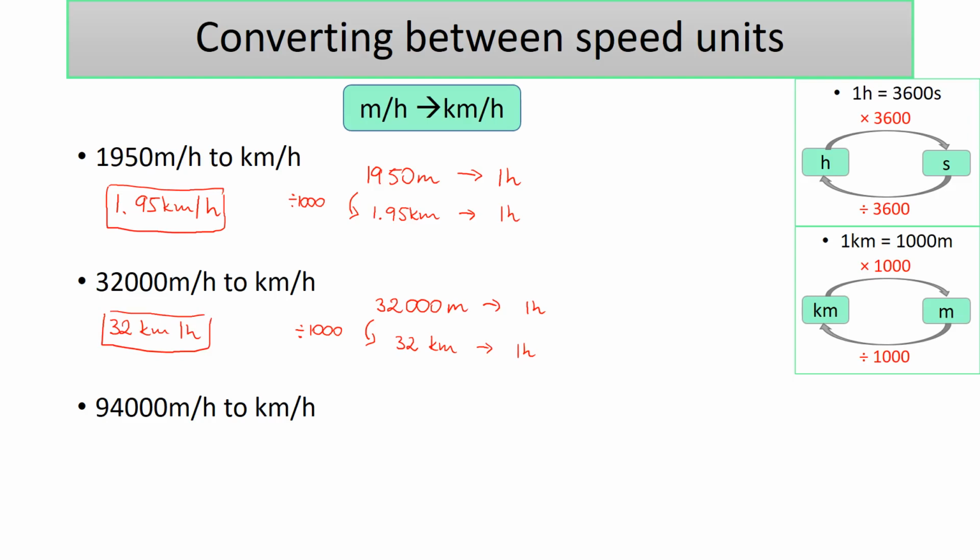And the last one, same thing. I have to convert the meters into kilometers. Remember, there's 1,000 meters in 1 kilometer. So we need to divide if you want to convert from meters to kilometers. So the answer will be 94 kilometers per hour.